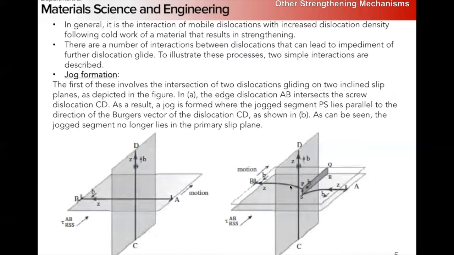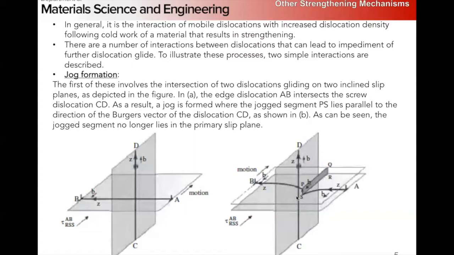Now, the Burger's vector has to be the same across the entire dislocation line length. But if we see the jogged region doesn't lie on the main slip plane anymore. It now lies on this plane PQRS, right? Which means this is going to cause some hindrance to the motion of this edge dislocation, right?